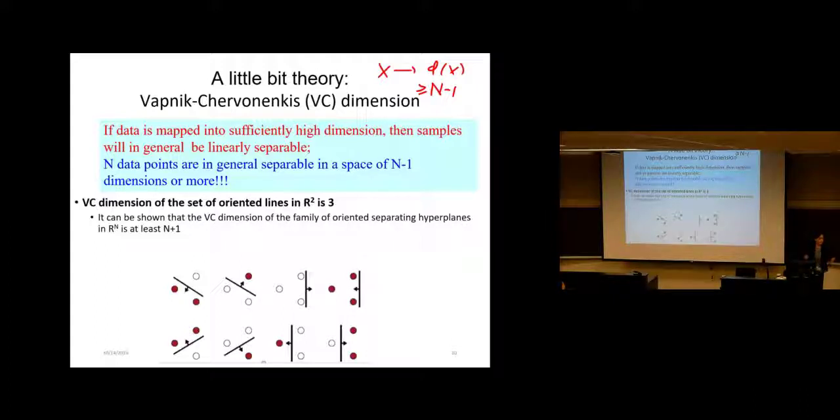Sure. Aren't we increasing the complexity of the model? I mean, we are... Great question. So if you go to the phi x, then what's the computational cost? That's exactly the question we're going to answer. And that's the reason for the kernel trick.